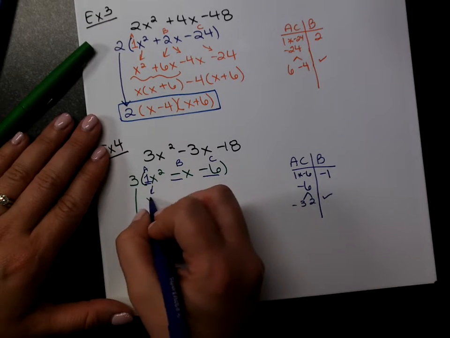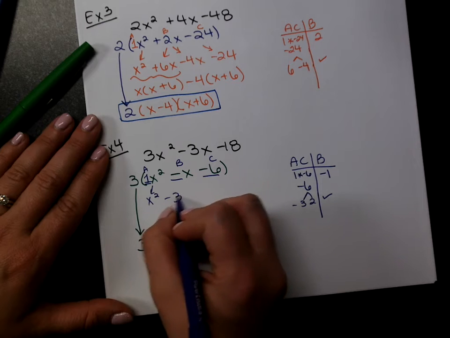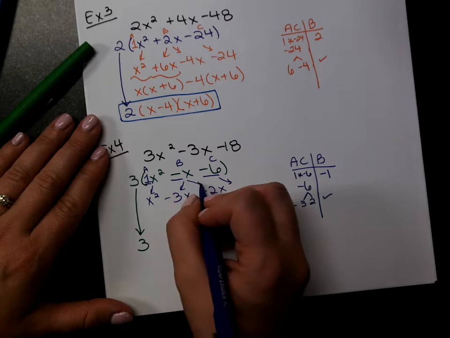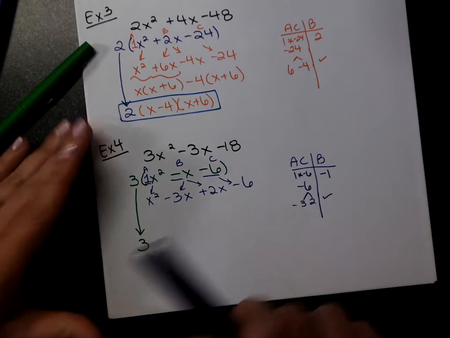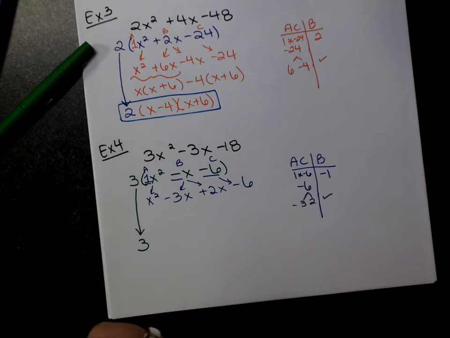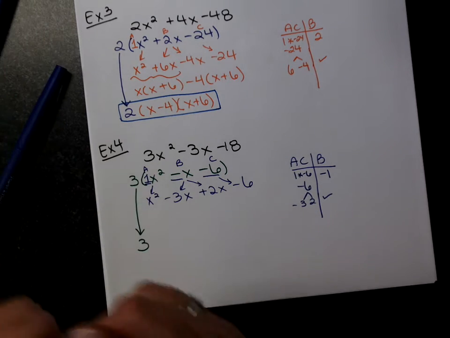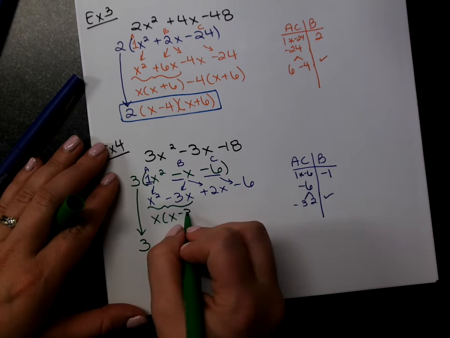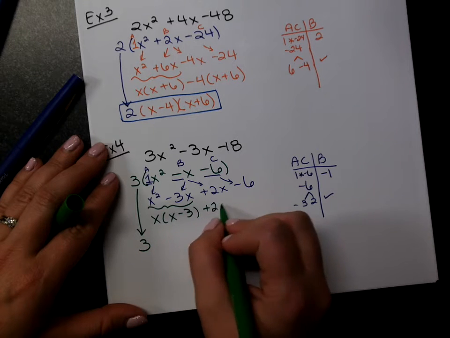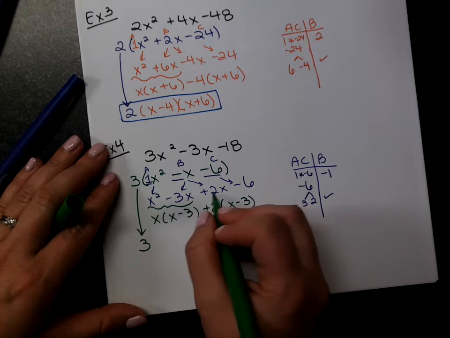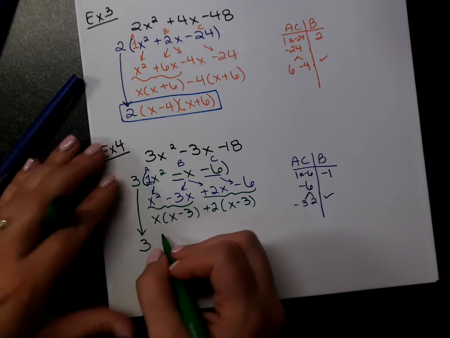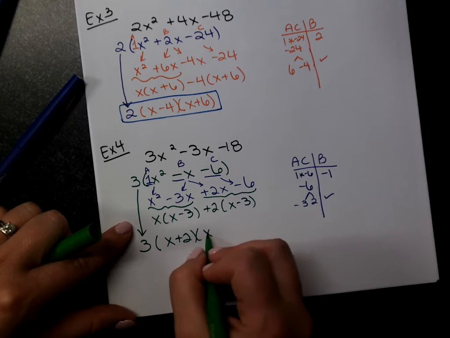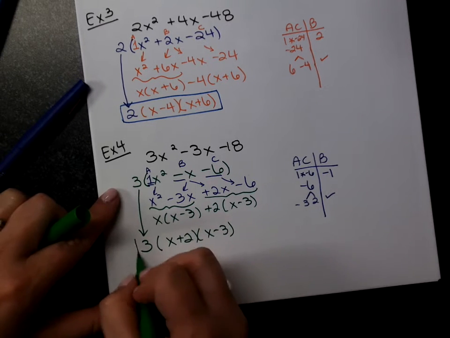I'm going to split my middle terms. This is x squared minus 3x plus 2x. So I'm using those numbers to split. And then minus 6. Doesn't matter which one you put first or second as long as the signs are correct. Now we're going to group. So that's x times x minus 3. Take out a positive 2. That'll leave x minus 3 from the second group. So my final answer has the 3 from the beginning out front, then x plus 2, and then x minus 3.